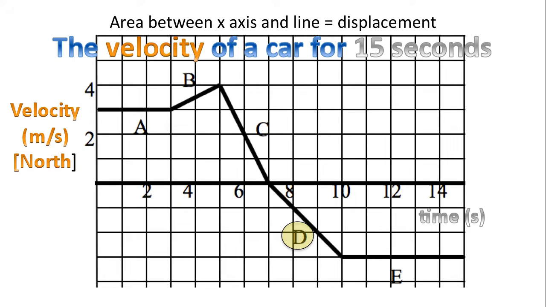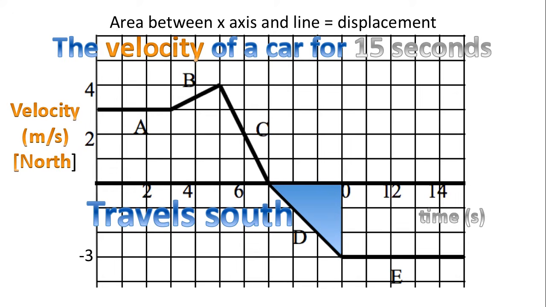Now I want to focus your attention on section D for a moment, because we didn't do an example like this previously. This is how we would draw the area for section D. Section D, the object is traveling south. How do we know that? Well, notice that the velocity at the end of section D, at the 10-second point, is -3 meters per second, meaning it travels south.